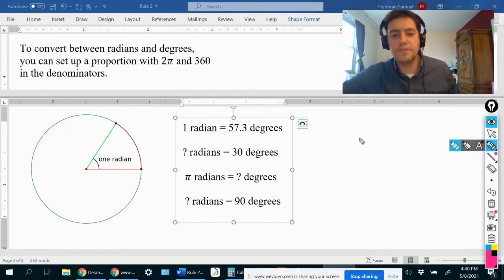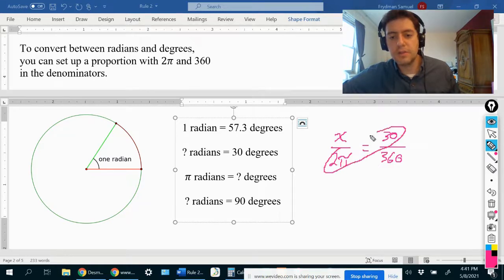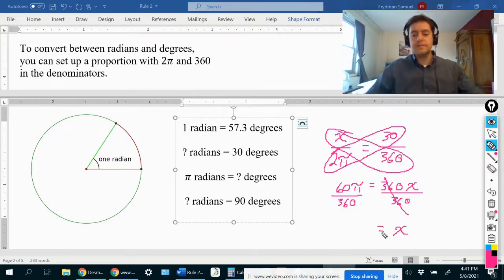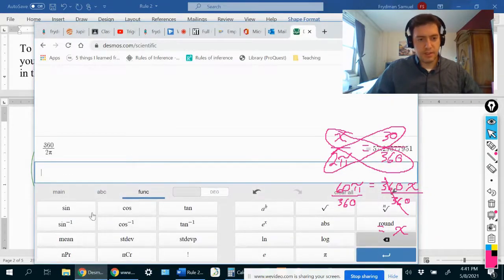Let's set up our proportion. I'll put 2 pi over here, 360 over here. This time I know the degrees, so I'll put that over here with the 360. I don't know the radians, so I'll put an x over here. And then let's cross multiply. So 30 times 2 pi would be 60 pi. And x times 360 gives me 360x. And then divide both sides by 360. So we would get x equals 60 pi divided by 360.